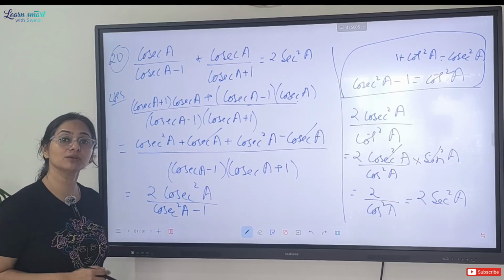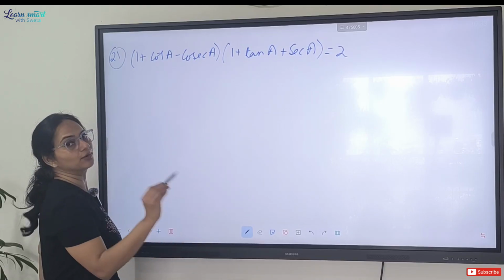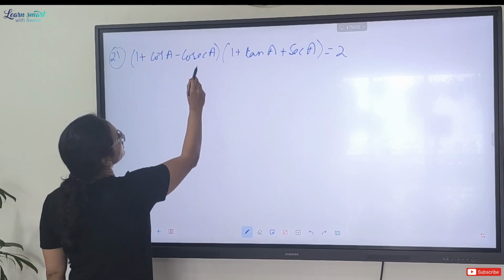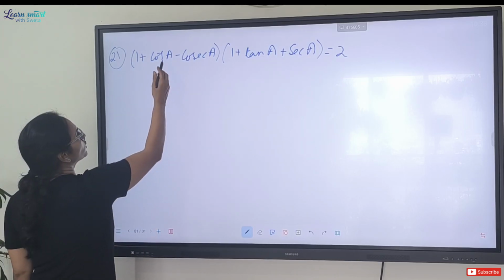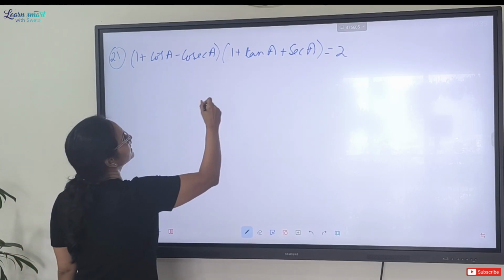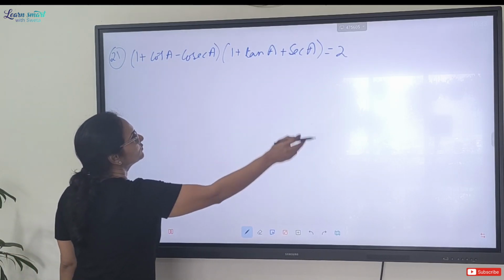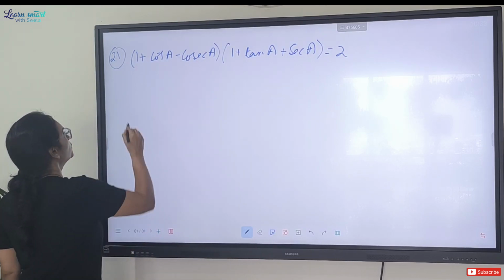Let's see the next question, question number 21. We have cot A, cosec A, tan A, sec A. We will write everything simply: cot A as cos by sin, cosec as 1 by sin, tan as sin by cos, and sec as 1 by cos. And simplify it. Let's do it.